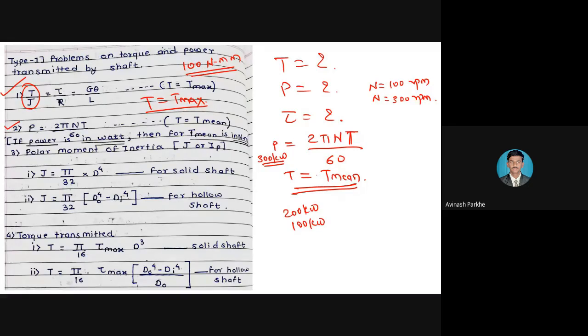And how to calculate mean torque? By using the given power and given speed, we can calculate the torque. So please keep in mind this condition is very important. The capital T in the torsion formula is called the maximum torque, and the capital T in the power formula is called the mean torque. Mean torque is calculated by using the given power and given speed, and the maximum torque is taken from the torsion formula. Okay. Then, one more thing.